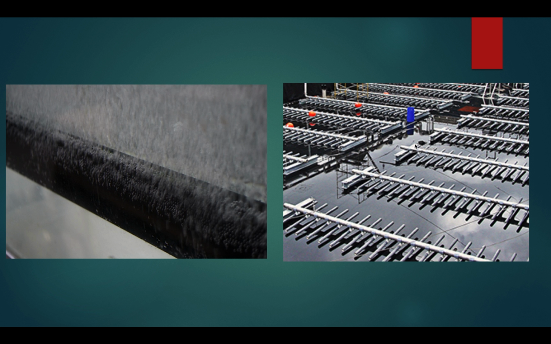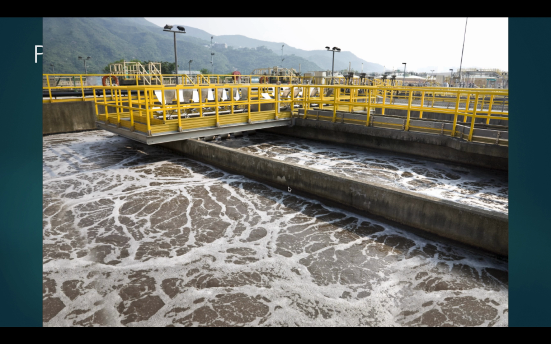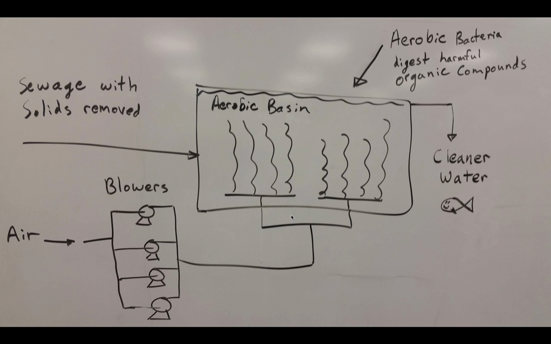If you were to drain the basin, this is what it looks like. You've got all these pipes. These pipes have little tiny holes, and air is pumped through these pipes to push little bubbles through the water so that there's a lot of oxygen to feed the bacteria so that they're able to digest the organic compounds. And this is what it would look like in operation.